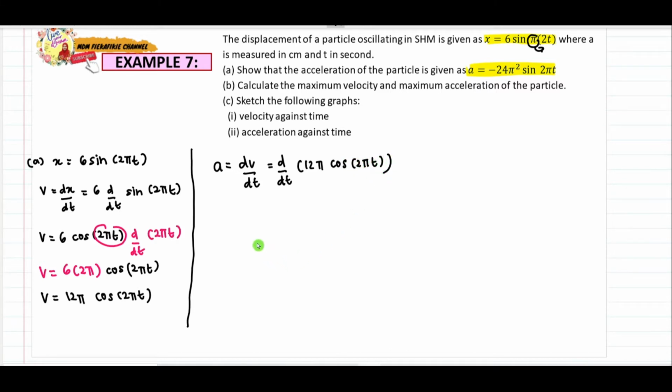Boleh? Alright. So, you akan dapat berapa tu? Kiralah. Differentiate cos akan dapat negative sin. Lepas tu jangan lupa yang ni bawa pergi ke depan lah. Okay. So, you akan dapat negative 24 pi squared sin. Differentiate cos akan dapat negative sin. So, here is negative sin. Okay, so kita dapat, okay. Dia suruh show saja. Therefore, ini kita dah show.